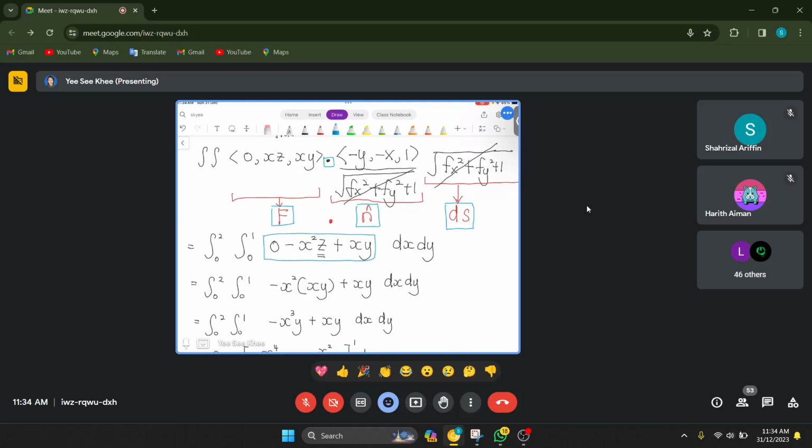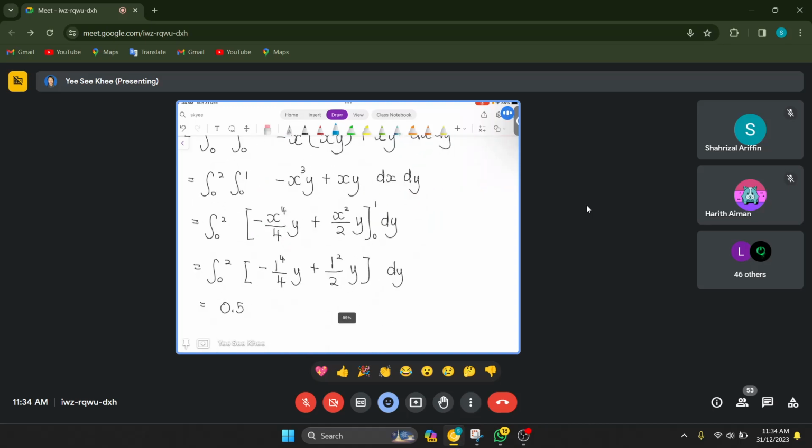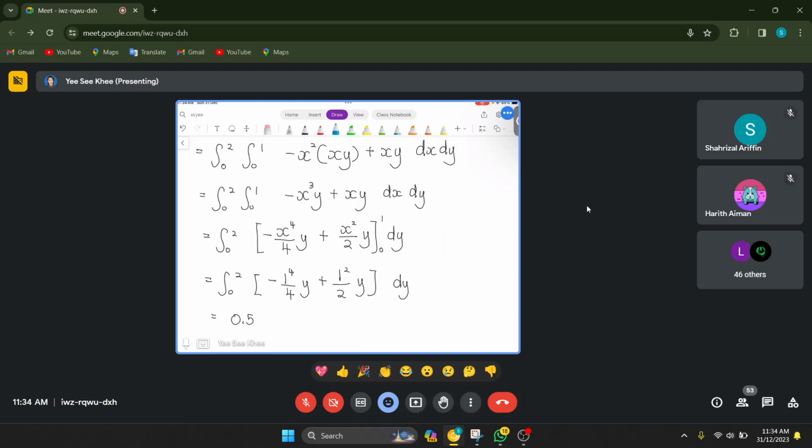Next is to define the interval for the dA. In this case, the question gives us the interval for x and y. So we will just use this interval and finally calculate the answer like usual. Is that okay? We look at one more example.